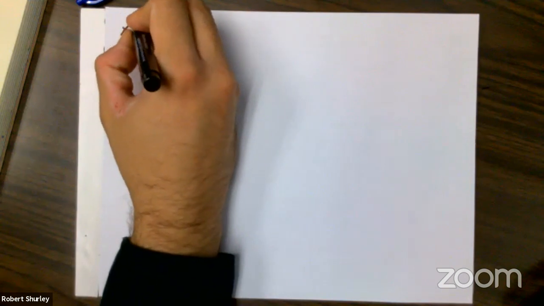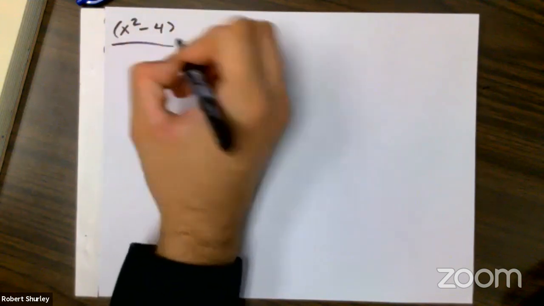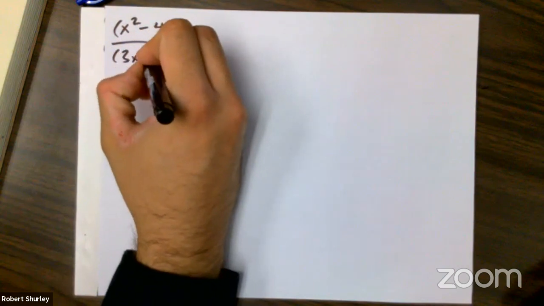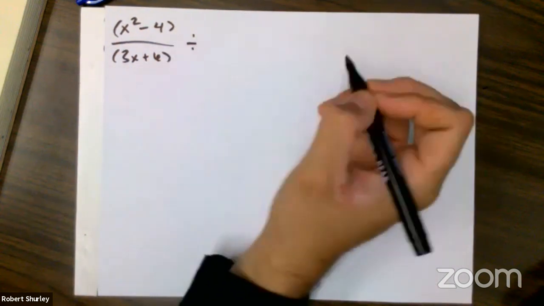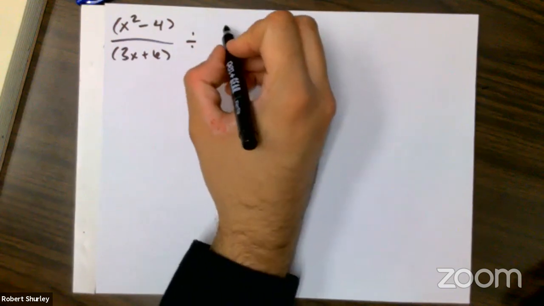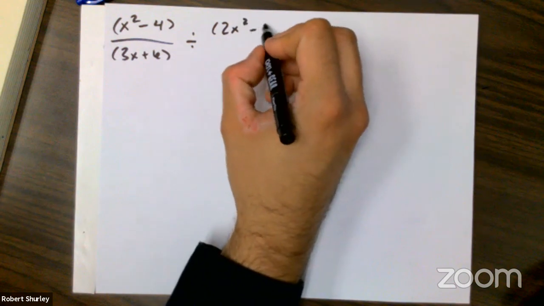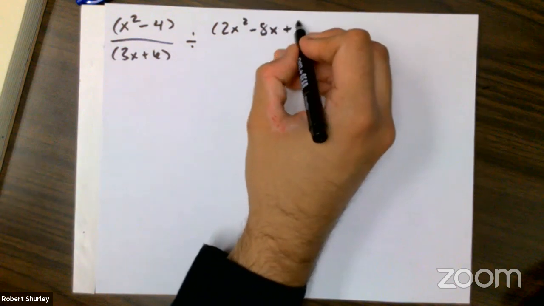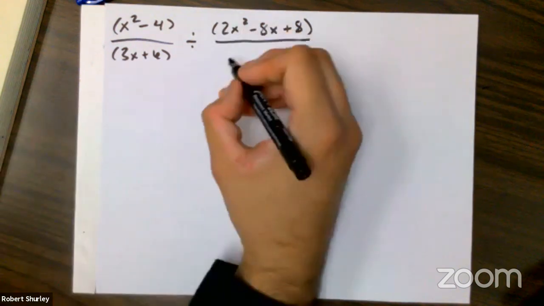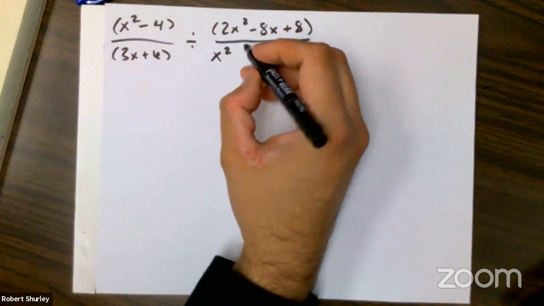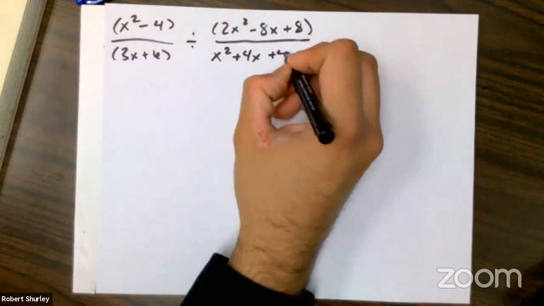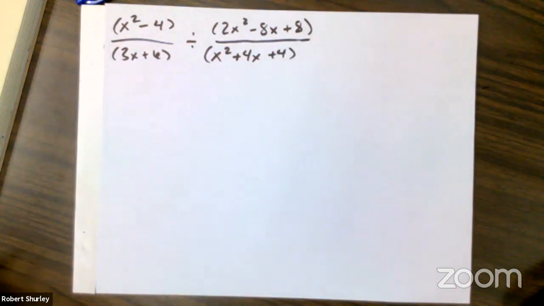52 is x squared minus 4, and automatically I'm going to put parentheses, over 3x plus 6, divided by, remember, we're going to just flip these right off the bat, 2x squared minus 8x plus 8 divided by x squared, is it plus 4x plus 4? Let me make sure I got this right. X squared minus 4, then 3x plus 6 divided by 2x squared minus 8x plus 8, and then x squared plus 4x plus 4. Yeah, so try that one.